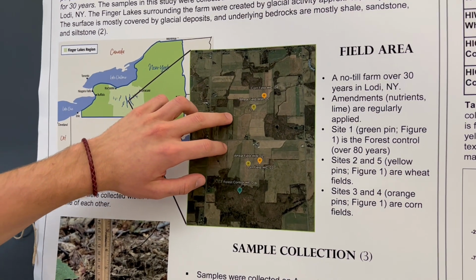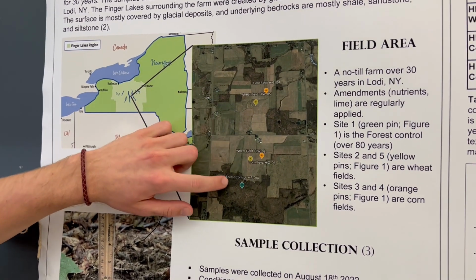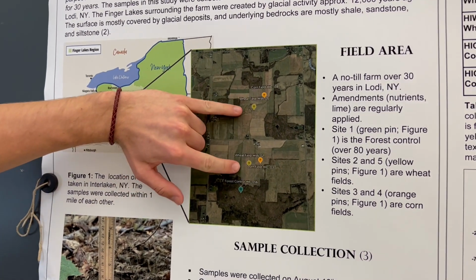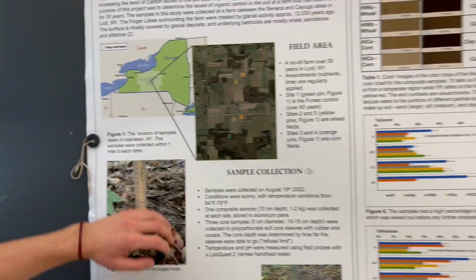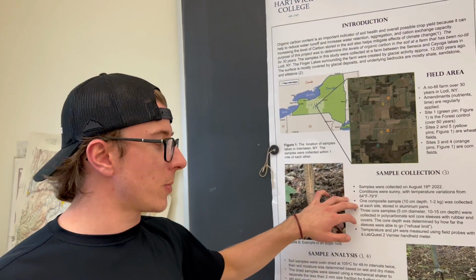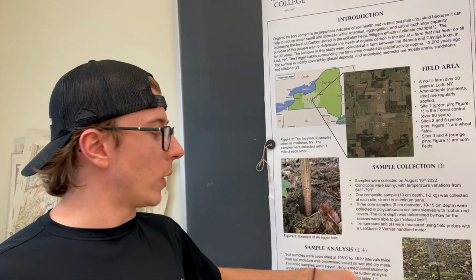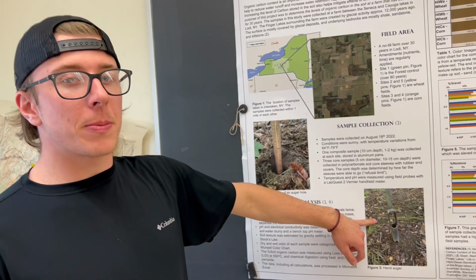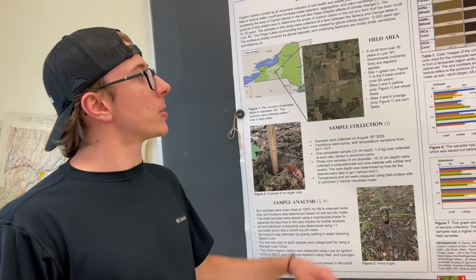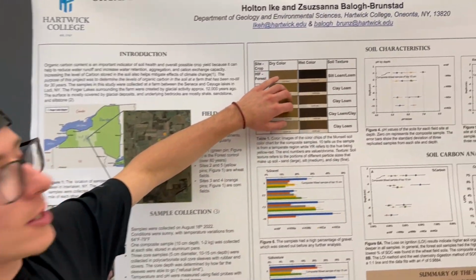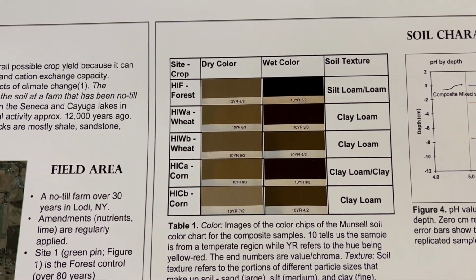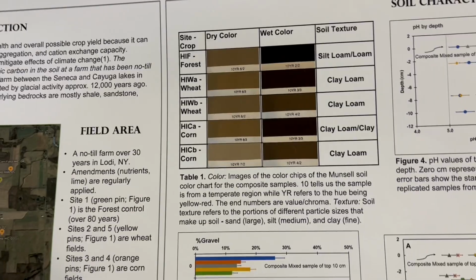You can see on the family farm here that we had 5 collection sites. I had a forest control site, as well as 2 cornfields and 2 wheat fields. So on the sample collection in August, we showed up after a minor precipitation event, so the soil was a little bit wet. We collected core samples that you can see we used this hand auger to do, as well as composite samples. And after we collected samples and they went through a drying period, we compared the wet and dry colors and then did a soil texture classification.